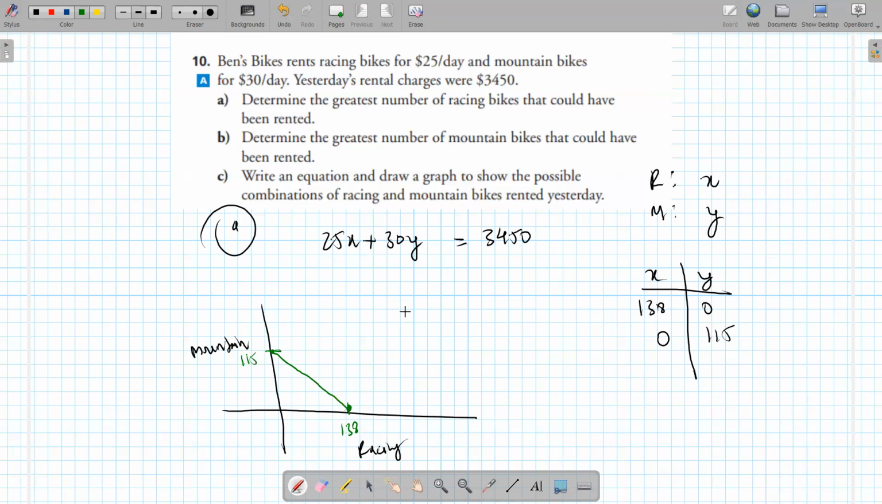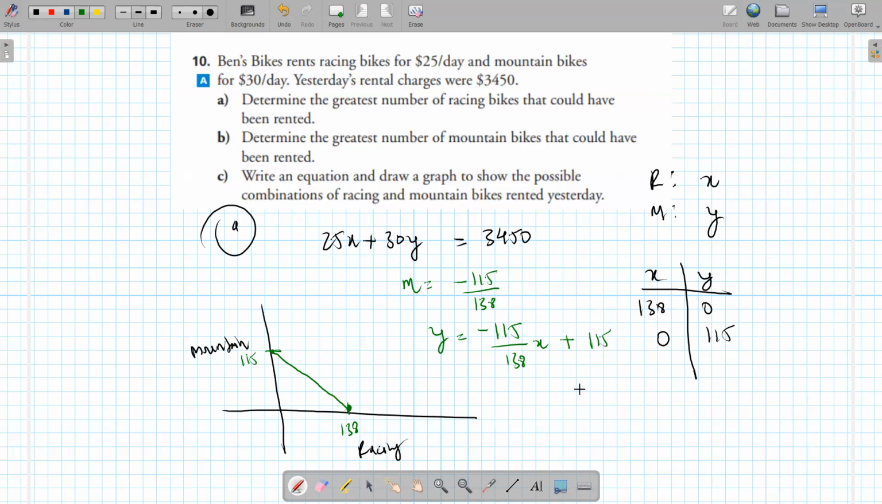115 over 138. Yeah, it's going to be negative 115 over 138. That's the slope, which means the equation in slope-intercept form will be y equals mx, and we know our b value. The b value is the y-intercept, 115, okay?